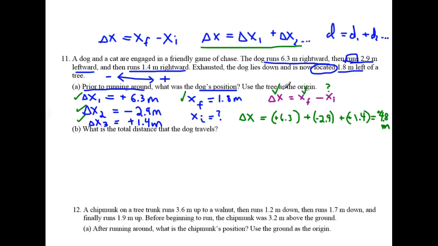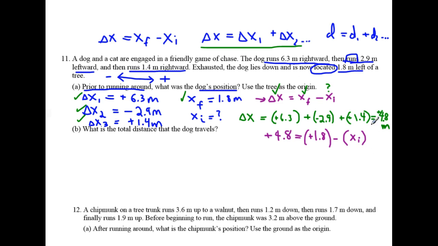Okay, now that I know delta x, I can come back to this top equation. I plug in for delta x, it's positive 4.8. I plug in for x final, it's 1.8. That's what this says. So it's positive 1.8, minus x initial. I don't plug in for x initial because that's my unknown. I'm trying to find it.